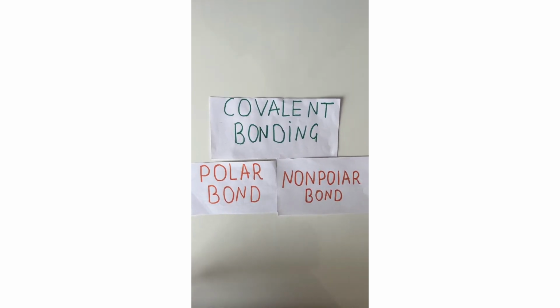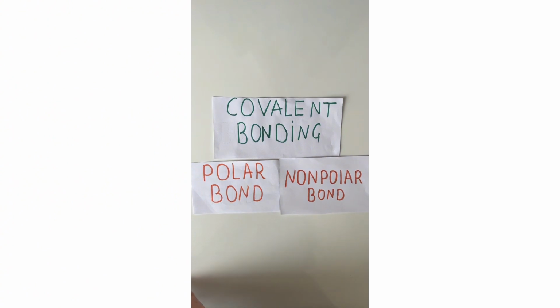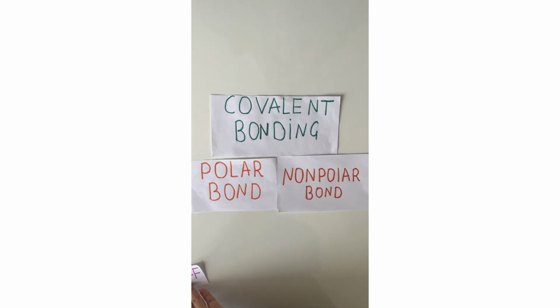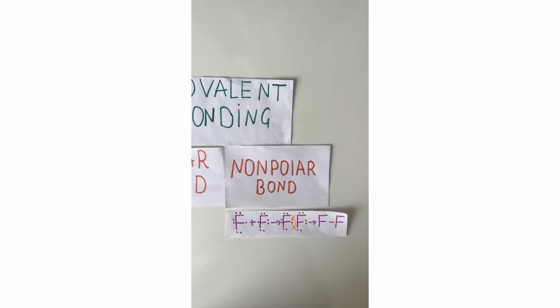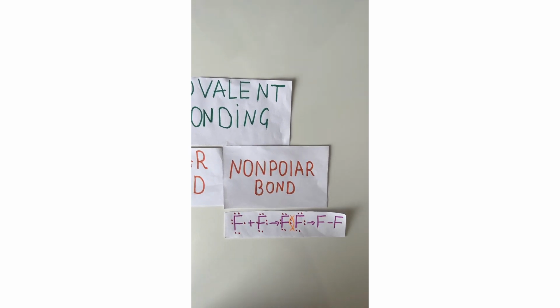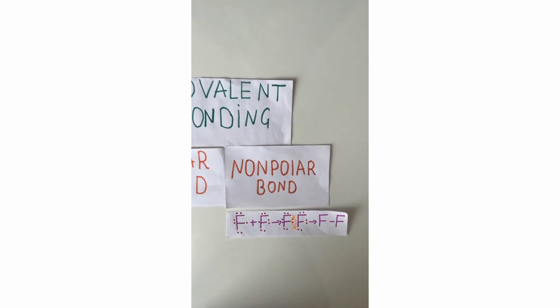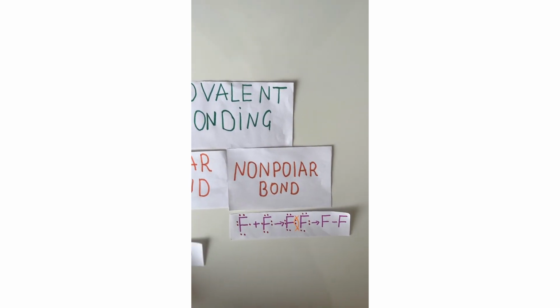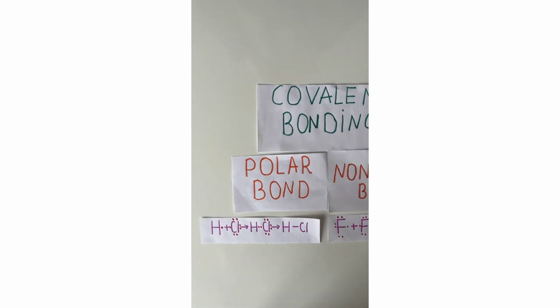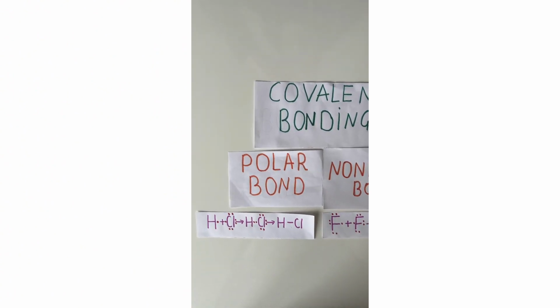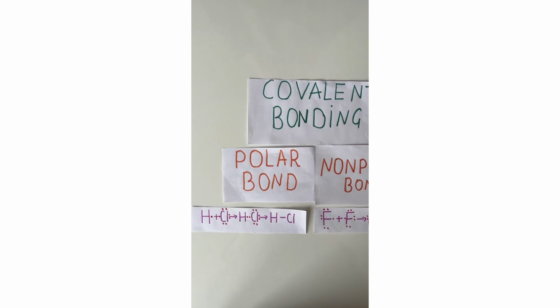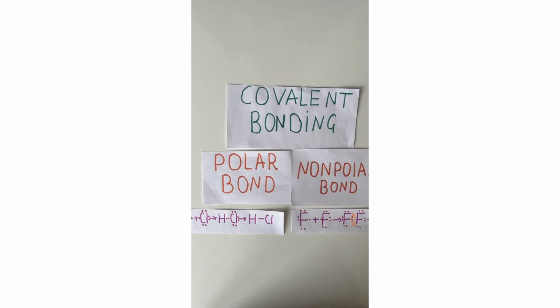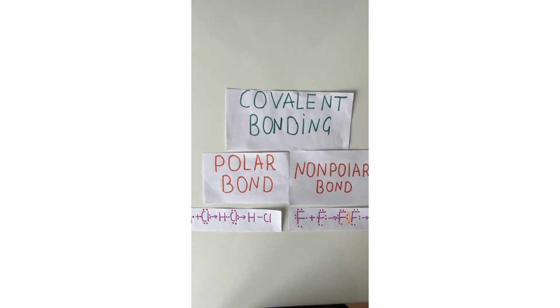Now let's look at the electron structures of a polar and a non-polar bond. Non-polar bond: as a result of the attraction of the unpaired electrons of the fluorine atoms, a non-polar covalent bond is formed. And the polar bond: as a result of the attraction of the unpaired electrons of the hydrogen atom and the chlorine atom, a covalent polar bond is formed.